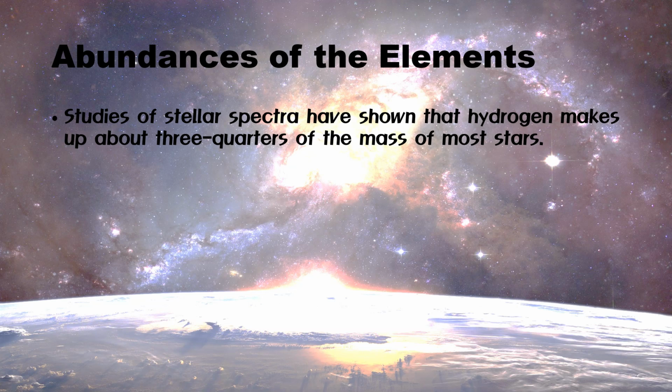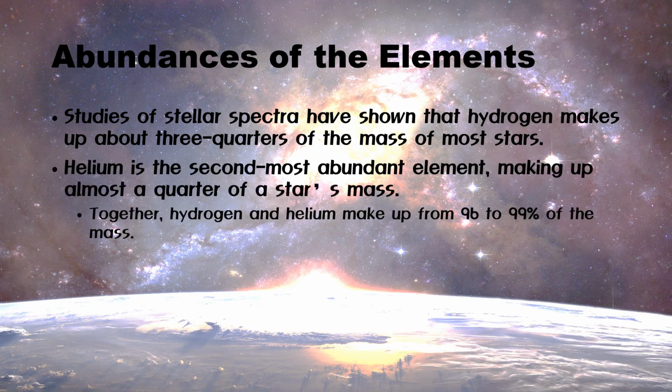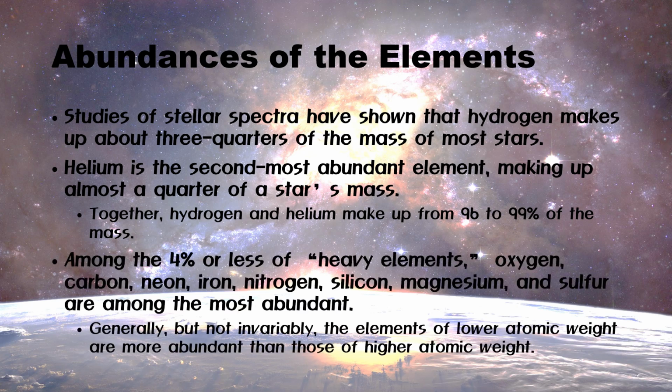Now, studies of stellar spectra have shown that hydrogen makes up about 3/4 of the mass of most stars. It's the most common element in the universe for a reason. Helium is the second most abundant element, making up almost 1/4 of stars' mass. So together, hydrogen and helium typically make up anywhere from about 96 to 99% of the star's mass. Now, about 4% or less of heavy elements such as oxygen, carbon, neon, iron, nitrogen, silicon, magnesium, and sulfur are present, and these are typically among the most abundant and common within stars. Generally, but not invariably, the elements of lower atomic weight are more abundant than those of higher atomic weight.